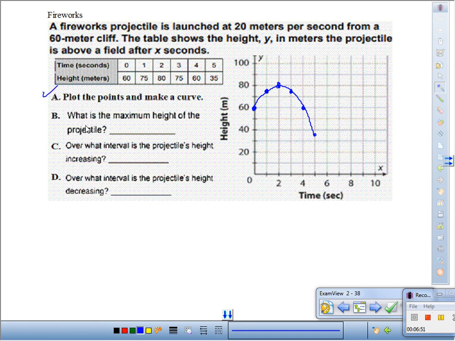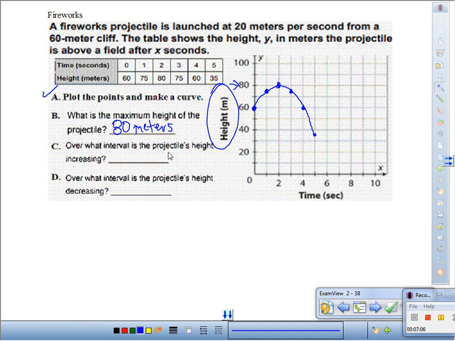Part A done. It says, what is the maximum height of the projectile? The maximum height, it's right there. And you should have written 80, but not just 80. 80 what? Meters, yes. Stop shortening your language structure like you do on Snap or whatever it is you guys do.